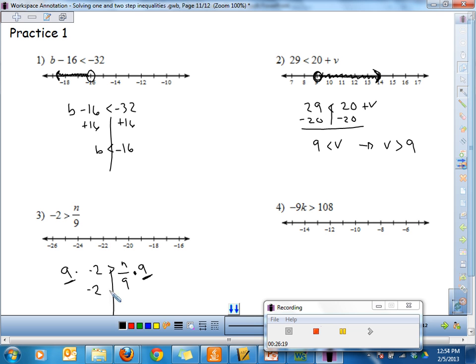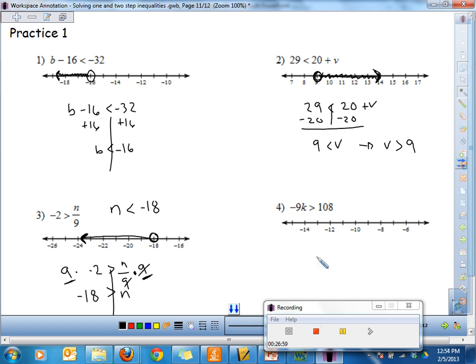So this is negative 2 is greater than, I'm sorry, I forgot to multiply those. This is 9 times negative 2. 9 times negative 2 is negative 18, is greater than, these 9's cancel out, and I'm left with n. Now, in order to graph that, we need to rewrite it so that the n comes first. So I'm going to have n is less than negative 18. You need to draw an open circle at negative 18, and it's a less than, so we need to shade to the left.